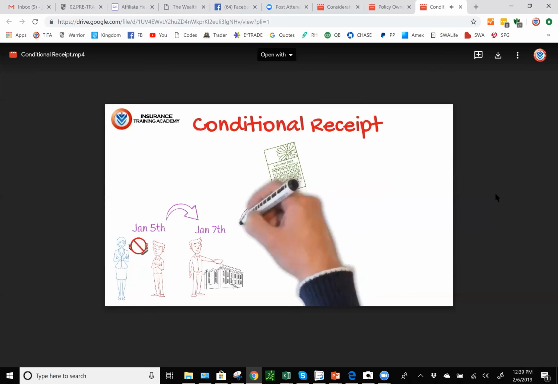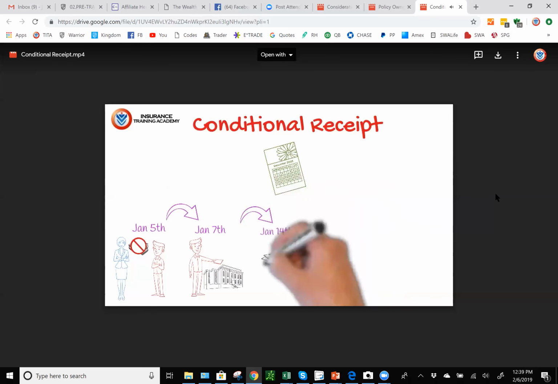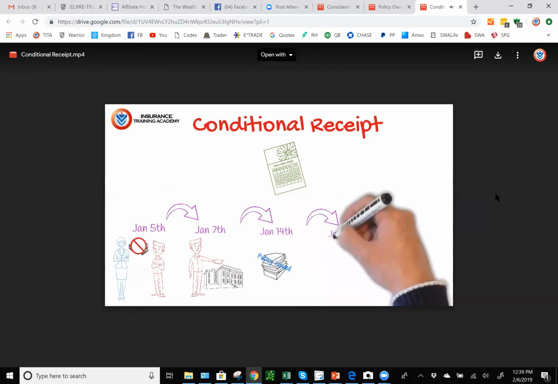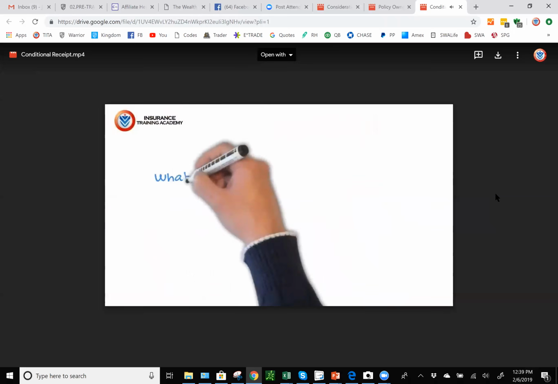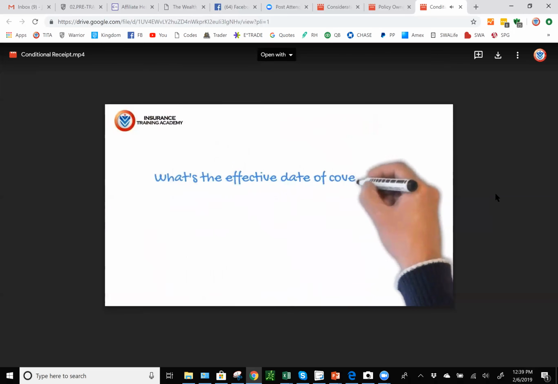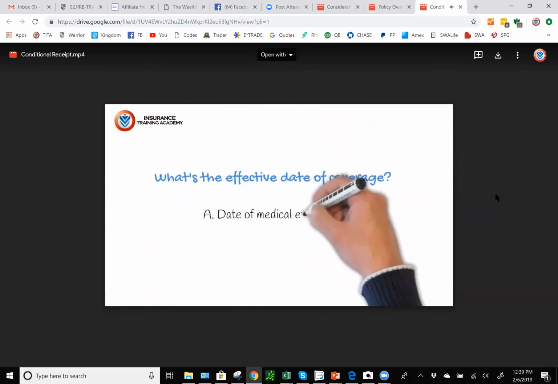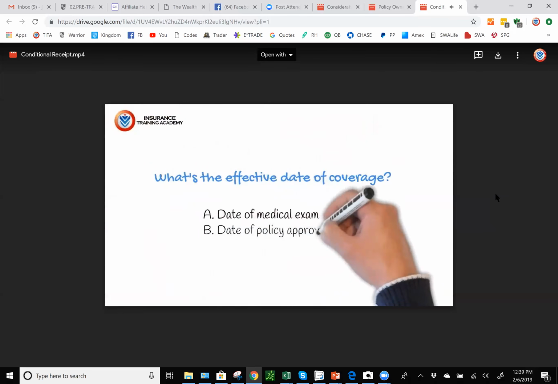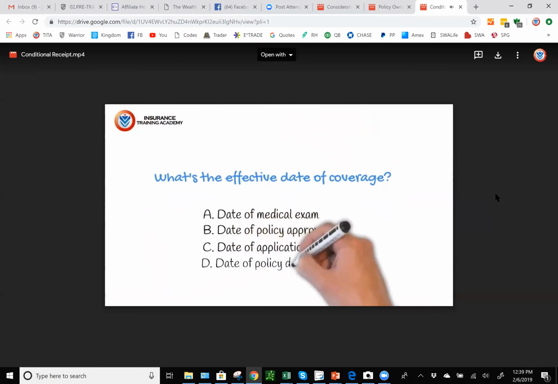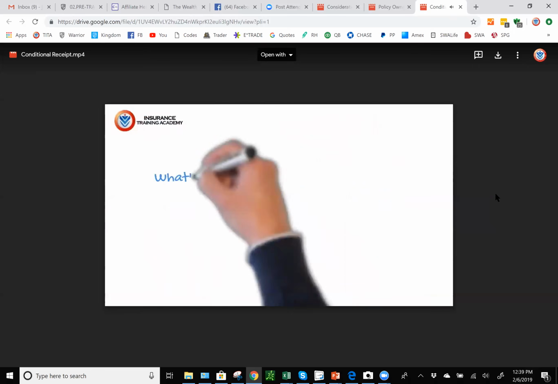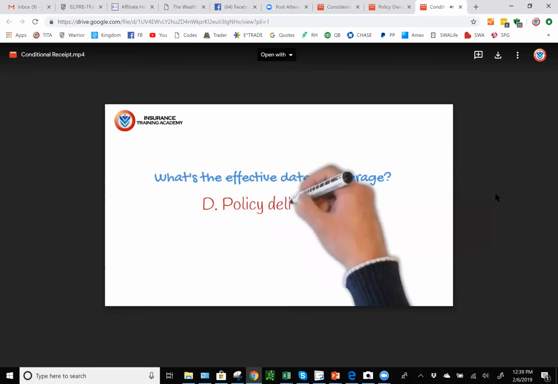A week later, they issue Jane's policy. A week later, Bob delivers that policy. Now we need to know what's the effective date of coverage. So the effective date of coverage will either be A, date of medical exam, B, date of policy approval, C, date of application, or D, date of policy delivery. Hopefully you pick D, date of policy delivery.